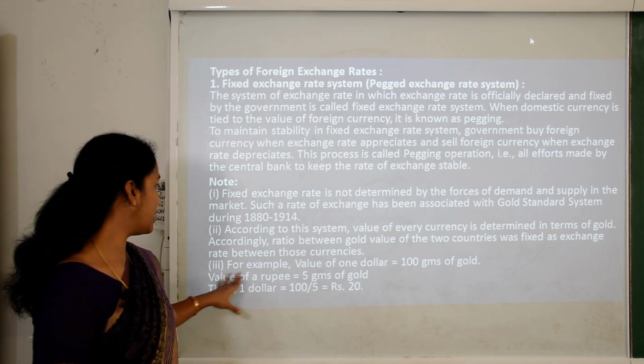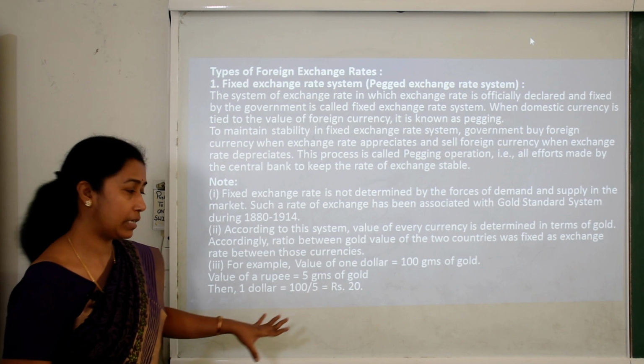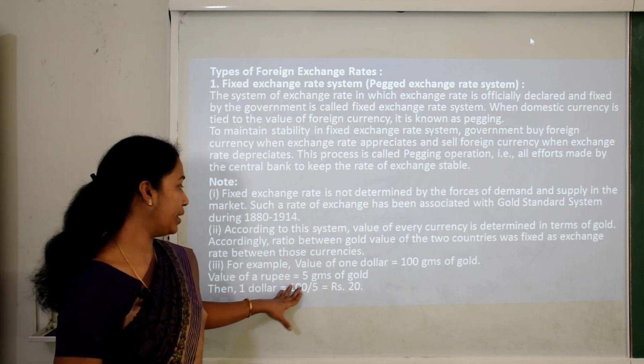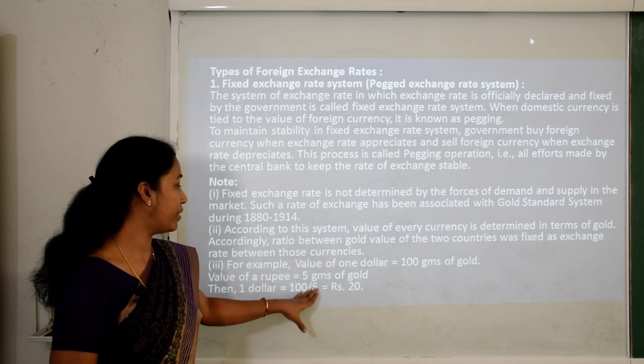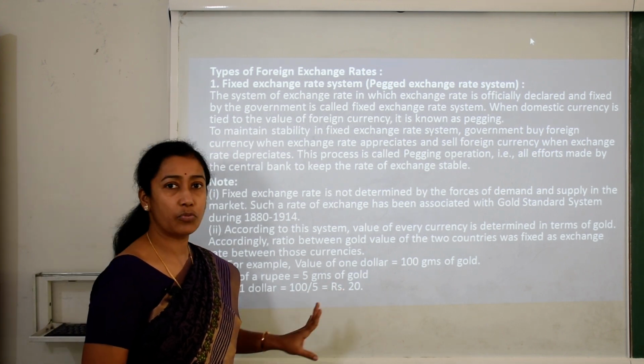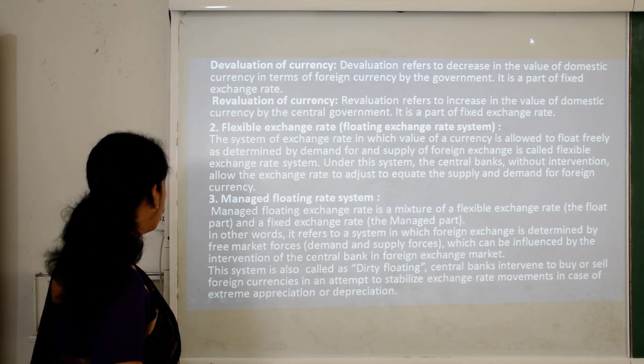Okay. So, for example, the value of $1 is equal to 100 grams of gold. It is just an example. If the value of a rupee is 5 grams of gold, then $1 is equal to 100 divided by 5, and we get 20 rupees. So, the exchange rate will be fixed at 20 rupees only.